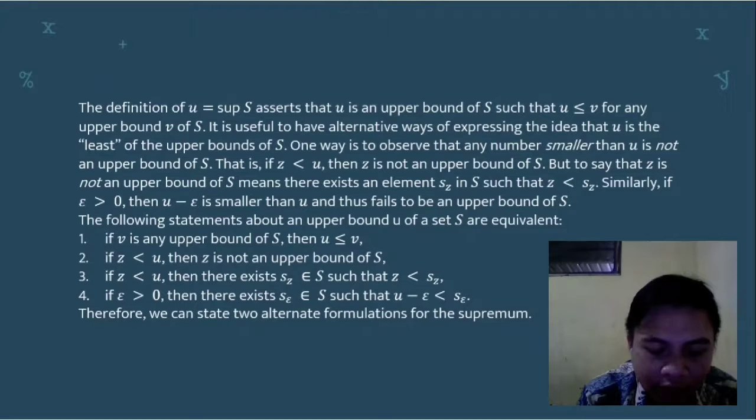If z is less than u, then there exists s_z an element of S such that z is less than s_z. If epsilon is greater than 0, then there exists s_epsilon an element of S such that u minus epsilon is less than or equal to s_epsilon. Therefore, we can state two alternate formulations for the supremum. So the next slide will be explained by my friend.